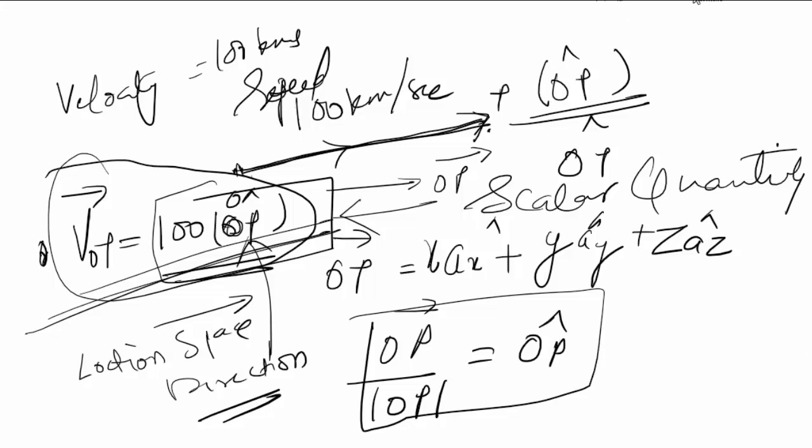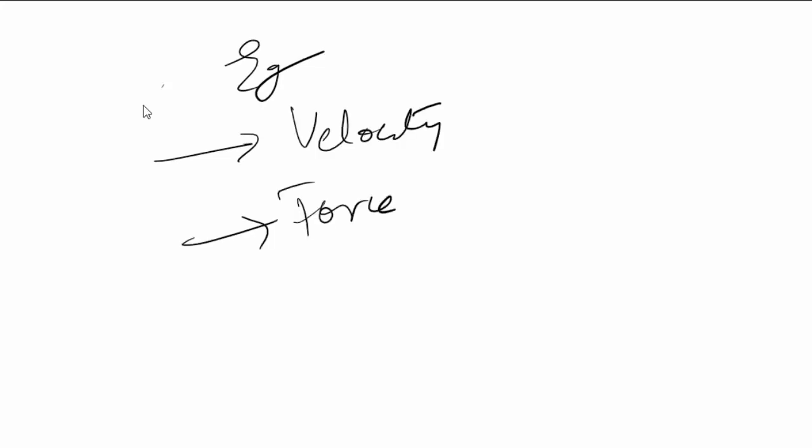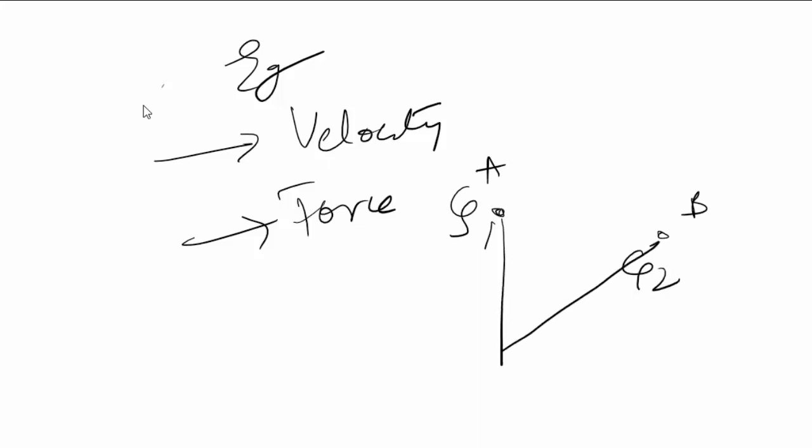So again, adding more information. Some examples of vector quantities, as I said, could be my velocity, my force, etc. So if I am having two objects, A object here and B object, and I am saying that this is charge Q1 and this is charge Q2, again if you know Coulomb's law, then you can say that this is my position vector R1 and this is my position vector R2, which is showing the distance.